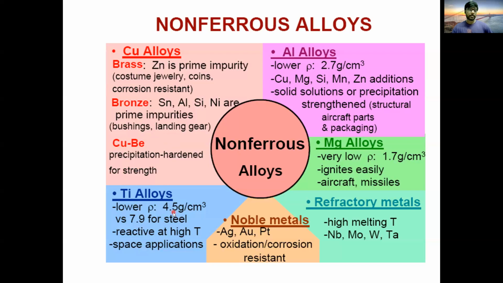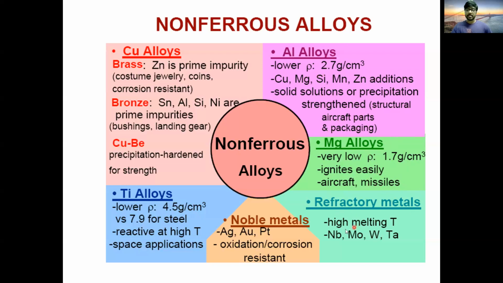Titanium alloys have lower density than steel alloys, and they have a high melting temperature. They can be used in space applications. Aluminium alloys are very low in density; they are very light in weight. Copper, magnesium, silicon, and zinc can be added as impurities in aluminium alloy, and they can be used as aircraft parts and packaging, as they are very light. Magnesium alloy is also very low weight and low density. It can be used in missile and aircraft applications, and it can ignite easily.